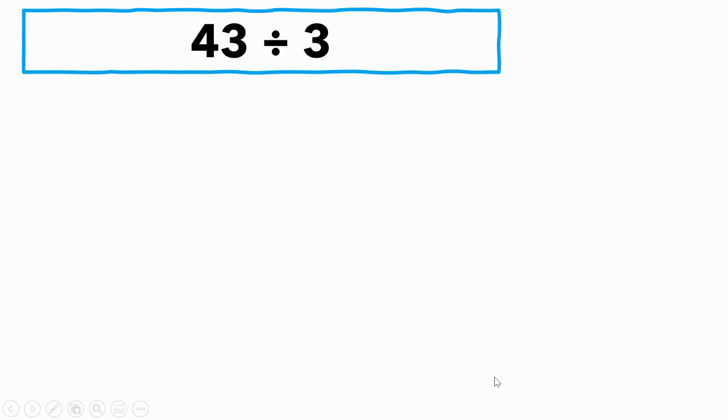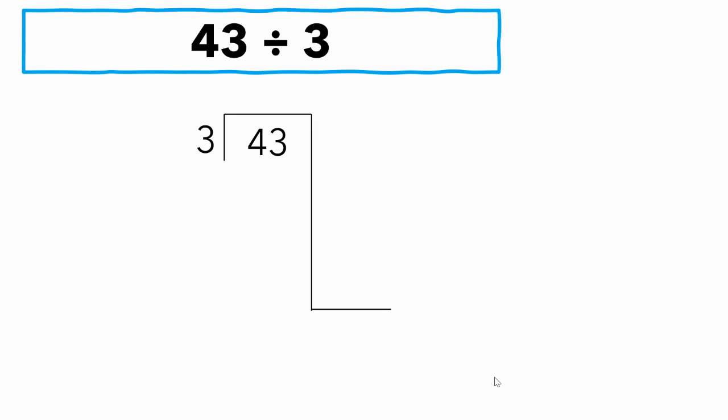So let's do this problem together. 43 divided by 3. The first step we're going to do is draw a partial quotient symbol. The dividend, which is 43, goes in the center, and the divisor, which is 3, goes to the left. This represents 43 divided by 3.